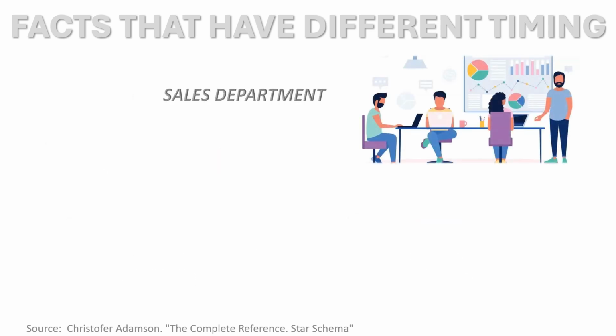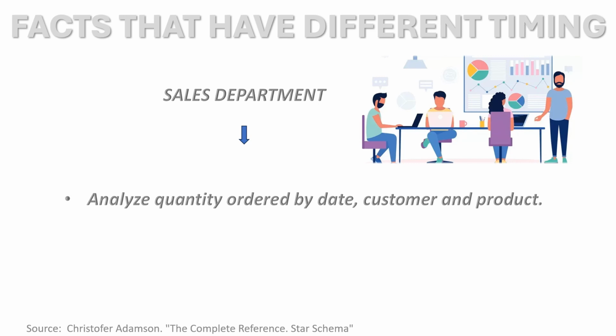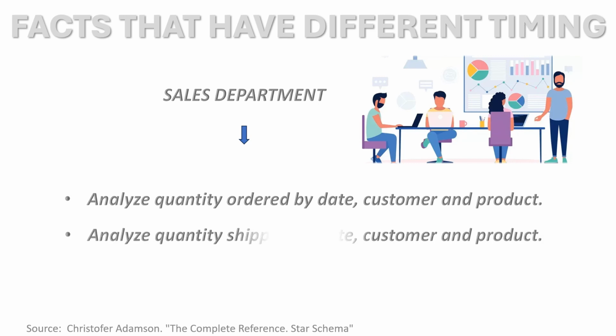The sales department has the following request: analyze quantity ordered by date, customer and product. Analyze quantity shipped by date, customer and product. These statements identify measurements, facts, in bold text, and context, dimensions, in blue text. Each expresses the lowest level of detail at which the measurement will be studied.